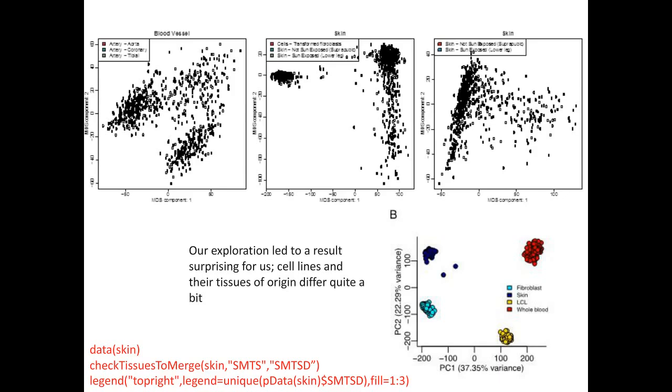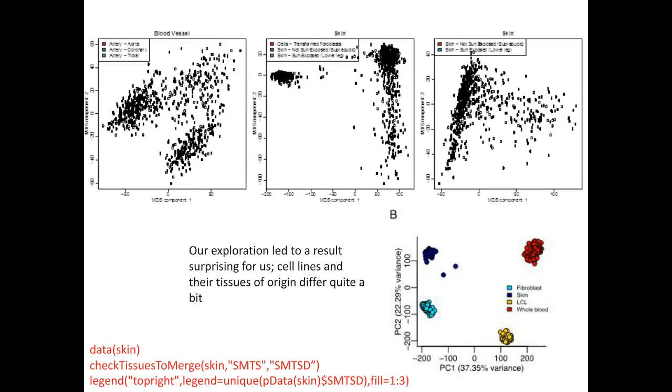In other instances where we looked at blood vessels, we saw that there were three really distinct groups: aorta, coronary, and tibial. So just things to consider if you perhaps want to merge samples or conditions for increased power. Our exploration actually led to a result that was surprising for us, that cell lines and tissue of origin differ quite a bit.